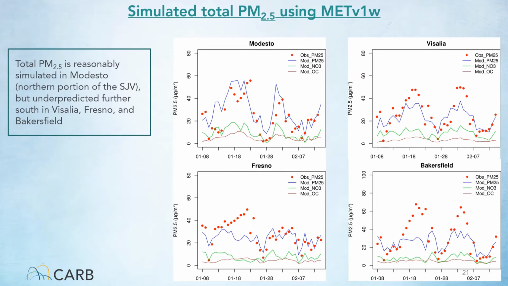The figures in this slide show the impact of the first meteorological model run on PM2.5 formation at Modesto, Visalia, Fresno, and Bakersfield stations. When we look at the comparisons, we can see that total PM2.5 formation is reasonably simulated by the first model run in Modesto, which is located in the northern portion of the San Joaquin Valley, but is underpredicted further south in Visalia, Fresno, and Bakersfield.